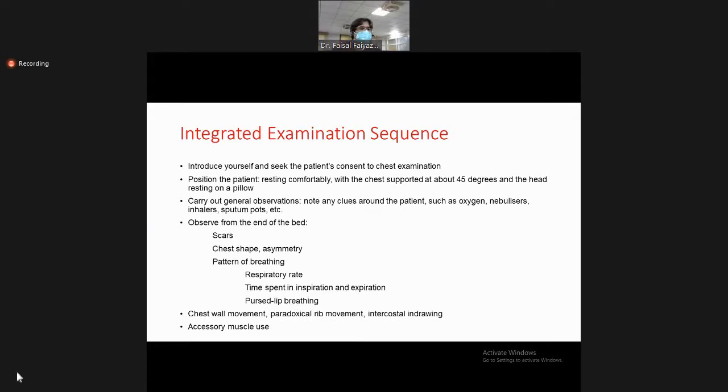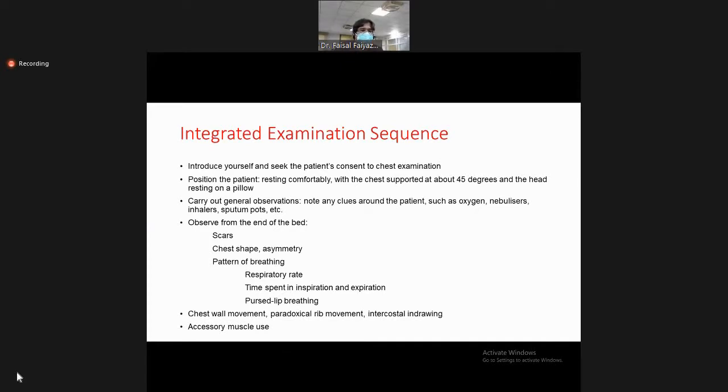So in the integrated examination sequence, first of all, you need to introduce yourself and seek the patient's consent to chest examination. You have to position the patient in a comfortable posture with the chest supported at about 45 degrees and the head resting on a pillow. Then you should carry out the general observations very quickly, in about 10 to 15 seconds. Just a very quick observation.